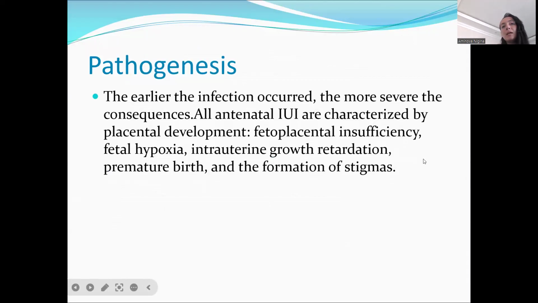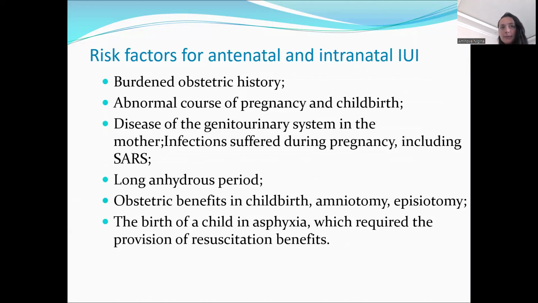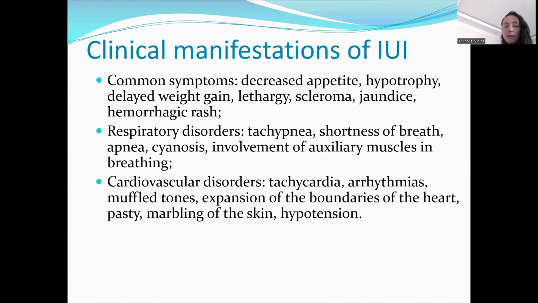Pathogenesis, here you can see placental insufficiency, fetal hypoxia, premature birth, and also formation of stigmas. Risk factors. There are many risk factors, including during delivery, before, and after. And what about clinical manifestations? It is very various. Common symptoms: decreased appetite, hypotrophy, delayed weight gain, lethargy. What about hemorrhagic rash? Also will be seen.